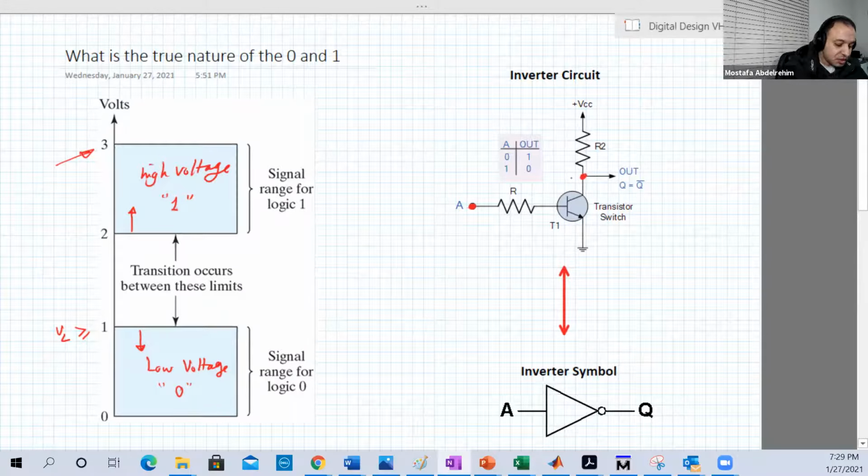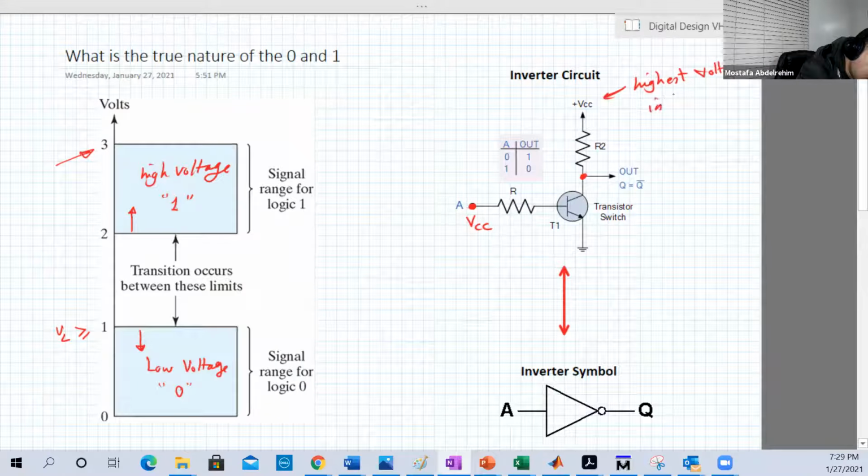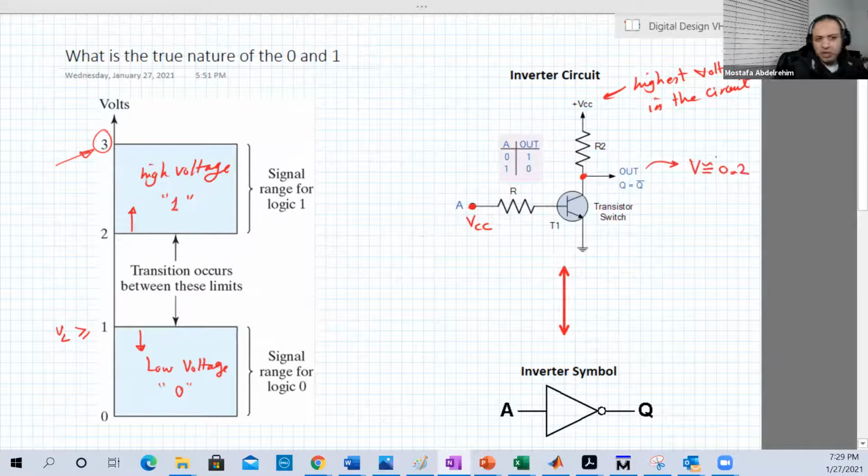If you recall the operation of the BJT transistor when it works in the saturation region, if you put here a very high voltage, something like VCC, which is the highest voltage in the circuit, or the whole board, the whole motherboard for example for a computer, so basically a voltage equal to that, that's high, just something like 3. Then the output voltage VO will be around 0.2, or 0.3, or 0.1, or maybe less, something very small.